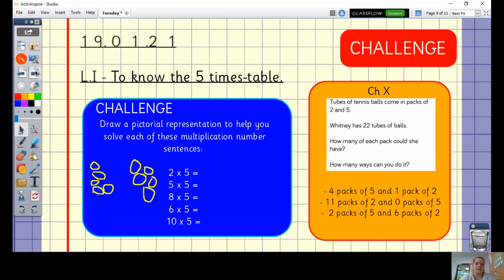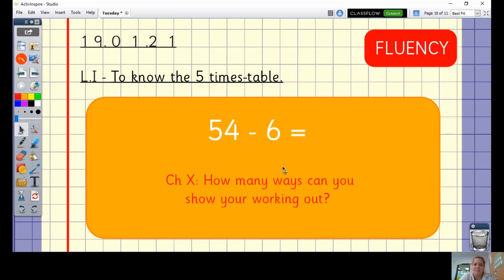Okay, so finally then, for your fluency to end our maths for today, your number sentence is 54 subtract 6. And I want you to see how many ways you can show your workings out here. Pause the video now and we'll go through the answer in a moment.